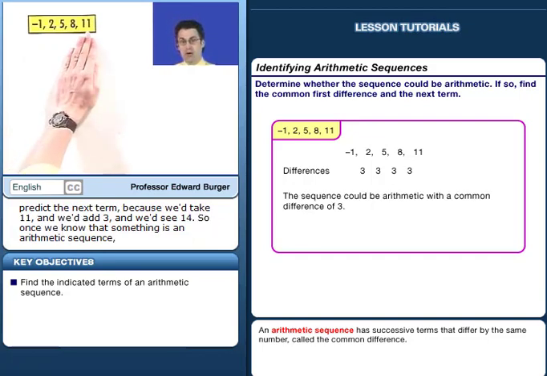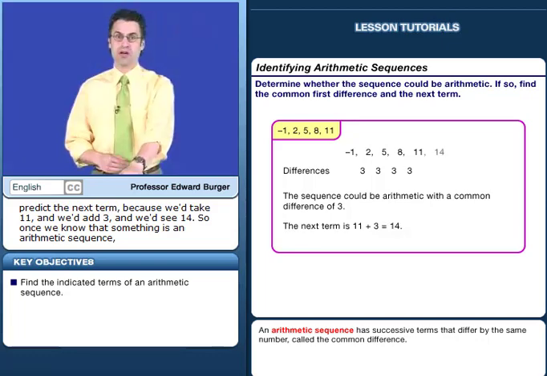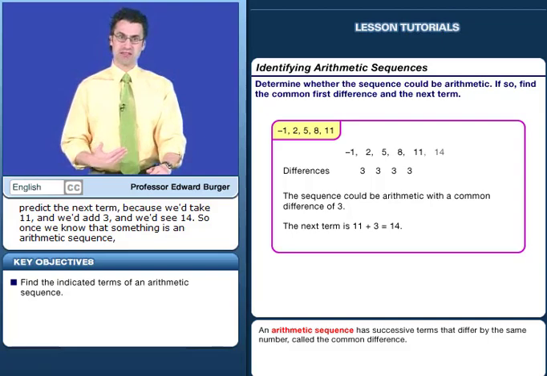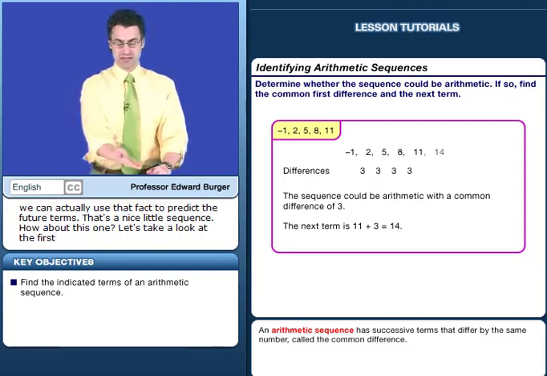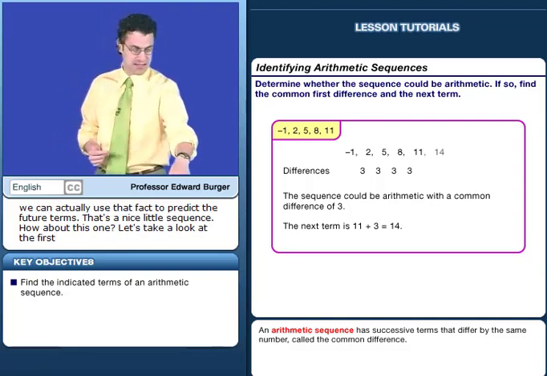We can actually now predict the next term, because we take 11 and add 3 and we see 14. So once we know something is an arithmetic sequence, we can actually use that fact to predict the future terms. So that's a nice little sequence.